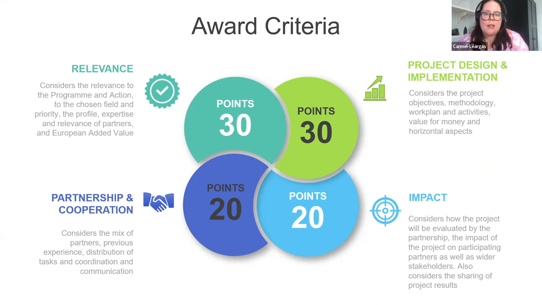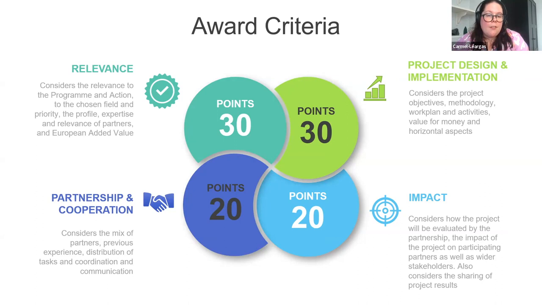Within these criteria, you must get at least 60 out of 100 to be awarded funding. So 60% is required to pass for funding. You also need to ensure that you get a minimum of half these points for each of these as well.